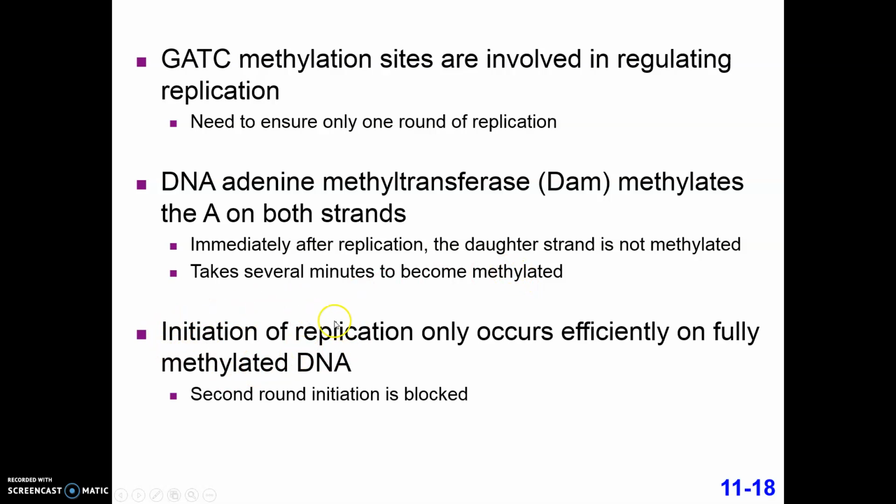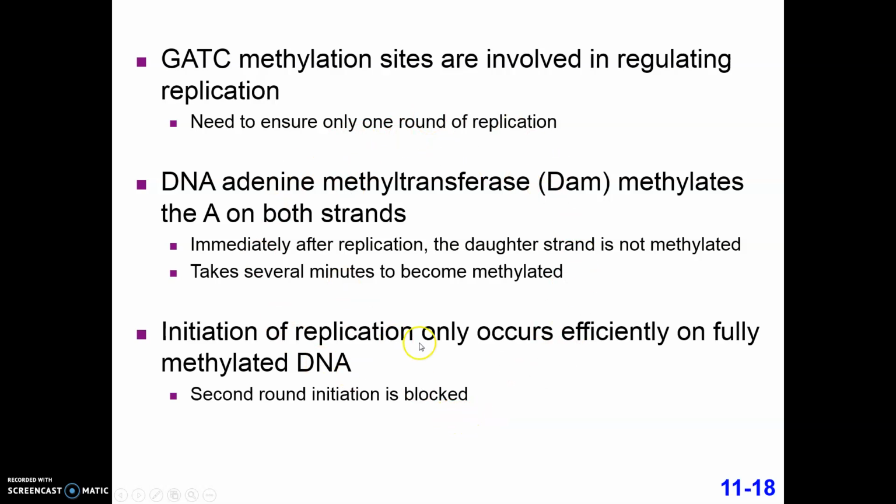So the initiation of replication only occurs if the DNA is fully methylated. So when you have a new strand being laid down, it is not methylated, and this will block the initiation of this replication fork.